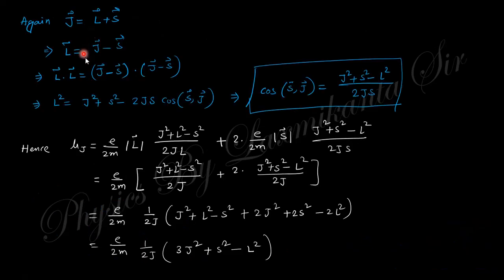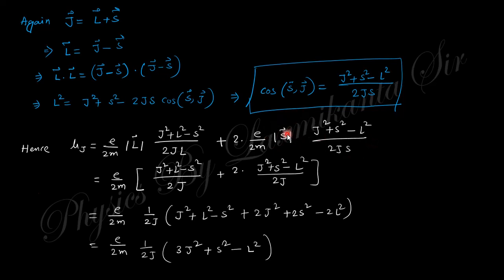Similarly, if you write J as L plus S and L equals J minus S, then L dot L gives you this, so finally you get S squared equals this, and cos of the angle between S and J equals this. Clear? So you can write here, if you take e by 2m common, the L cancels out, giving J squared plus L squared minus S squared over 2J. Similarly, the S cancels out.